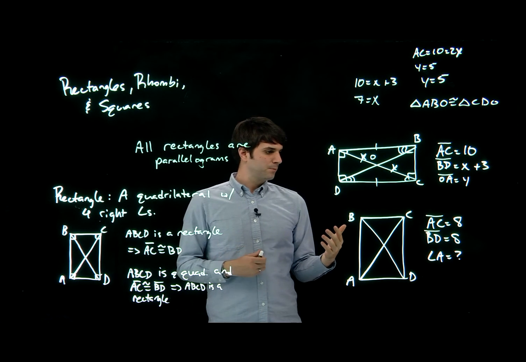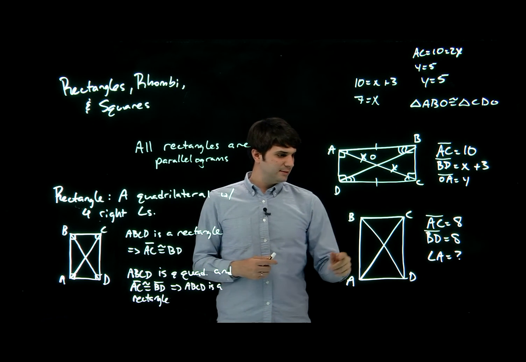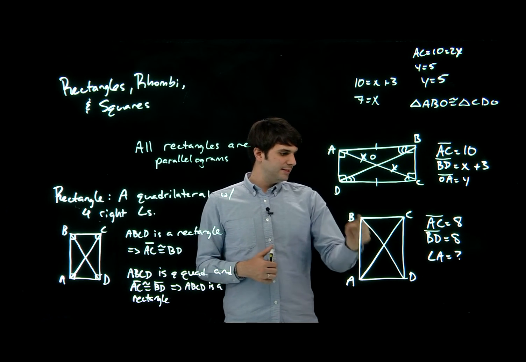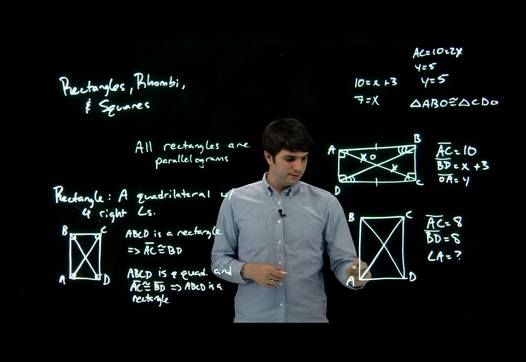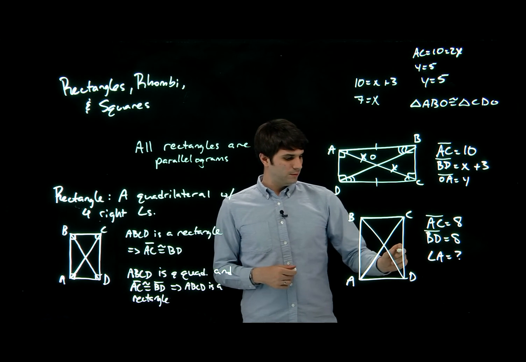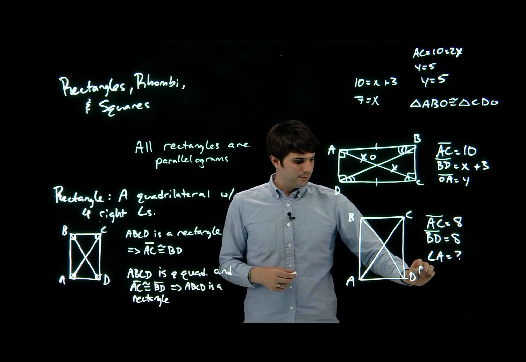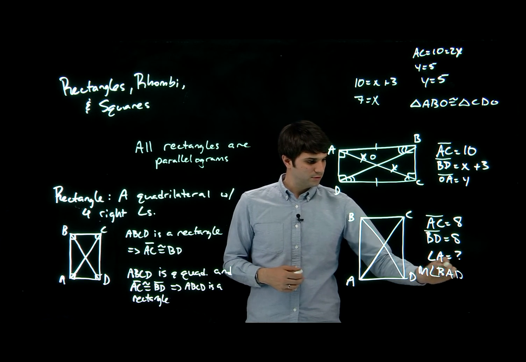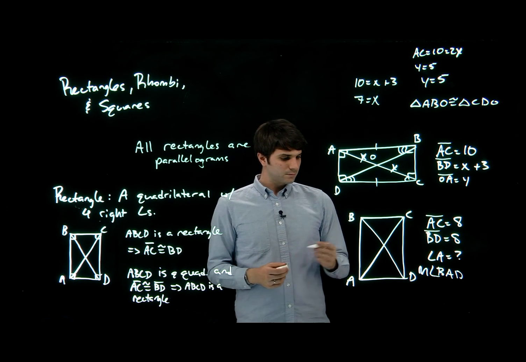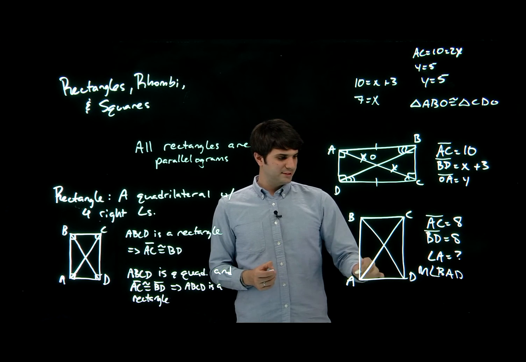Moving on to this example. AC is 8, so this diagonal is 8. BD is 8. We want to know the measure of angle A, and by A, I really mean the measure of angle BAD. So this whole angle, what is that going to equal?